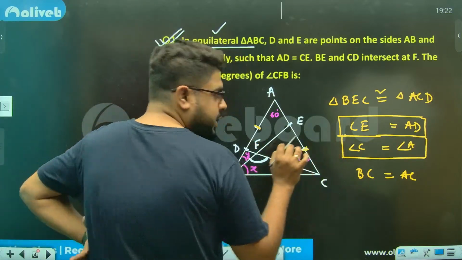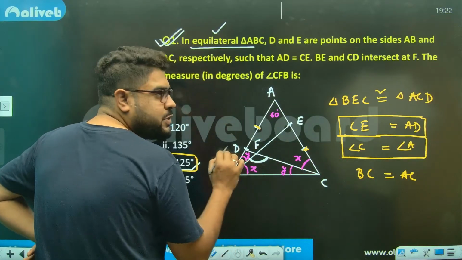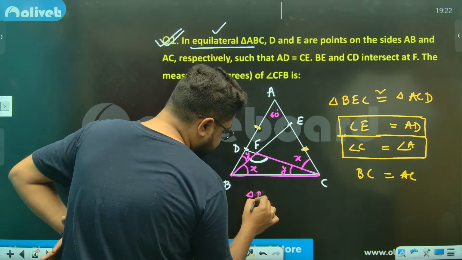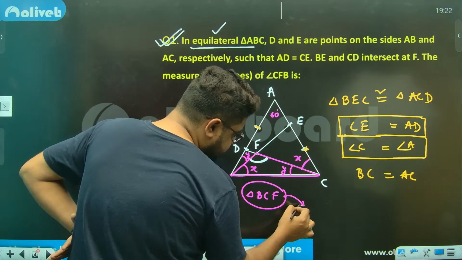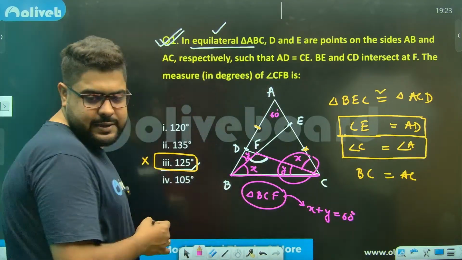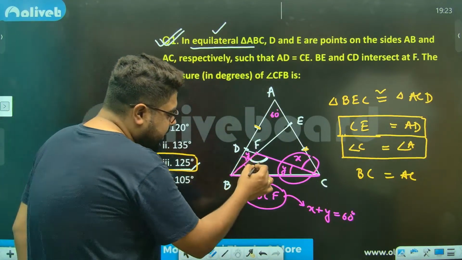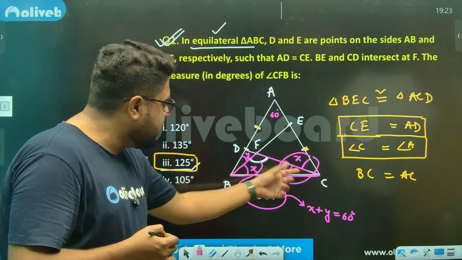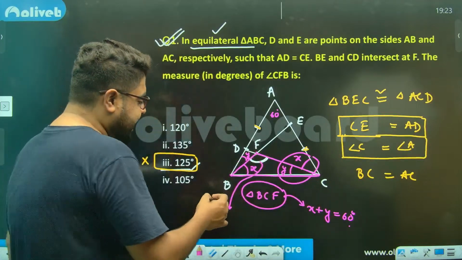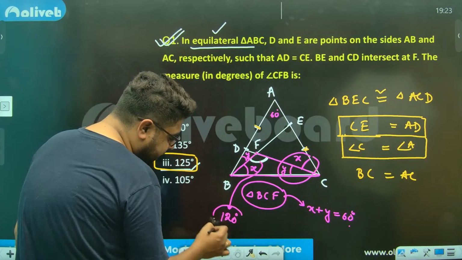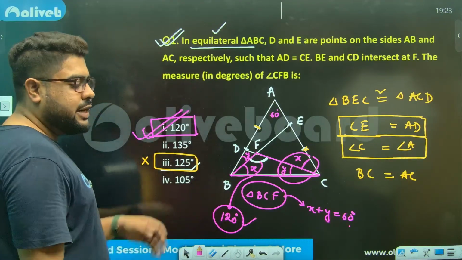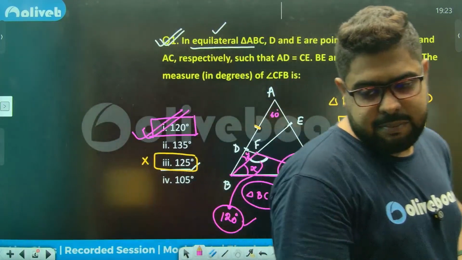So x and y are gone. Now take triangle BCF. I now know x plus y is 60 degrees. So this particular angle must be how much? The three angles of this triangle sum to 180, and x plus y itself is 60. So the remaining angle must be 120 degrees, and that must be your answer, brothers and sisters, which is there in option number 1.